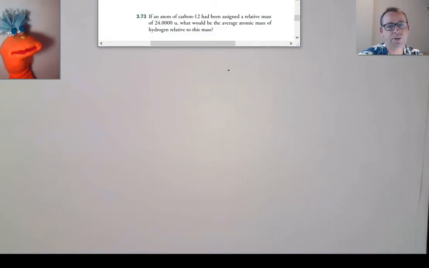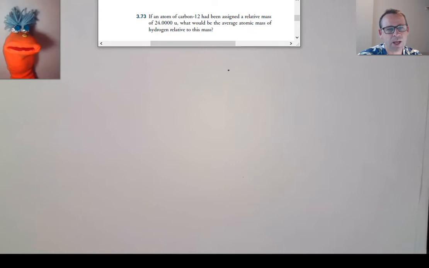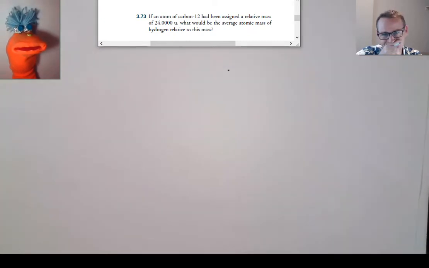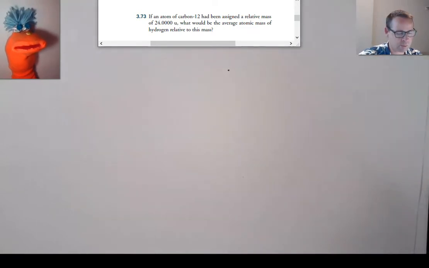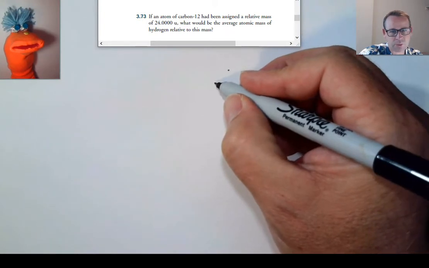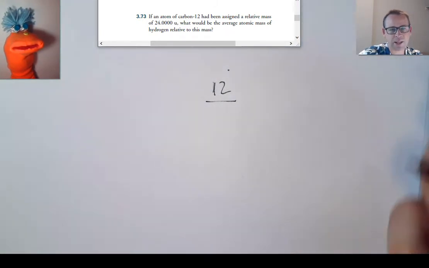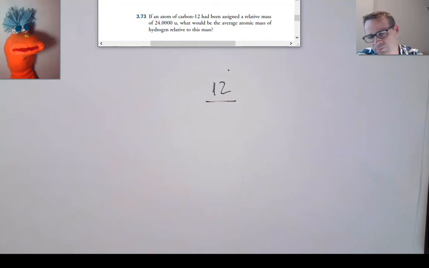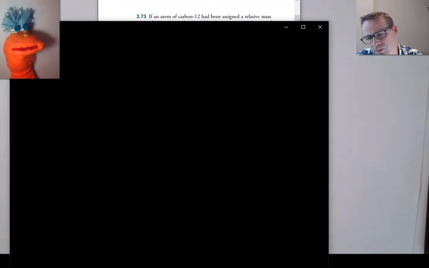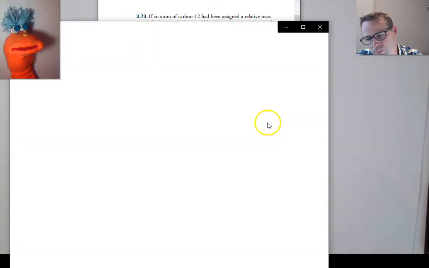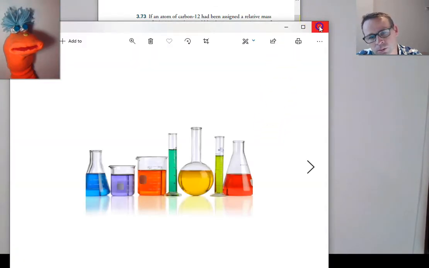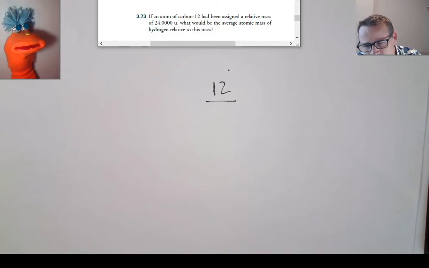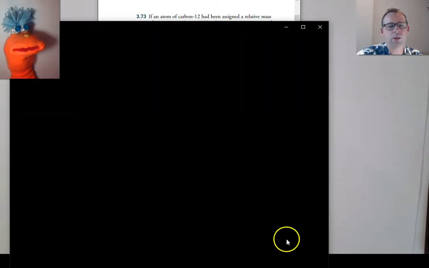All right. 373. If an atom of carbon-12 had been assigned a relative mass of 24 units, what would be the average atomic mass of hydrogen relative to this mass? Okay. Well, there's a couple ways to think about this. But we see on the periodic table right now that the assigned element for carbon is 12, and that the mass of hydrogen, let me bring up the periodic table here. Where is my periodic table? It looks like it's moved. There it is.